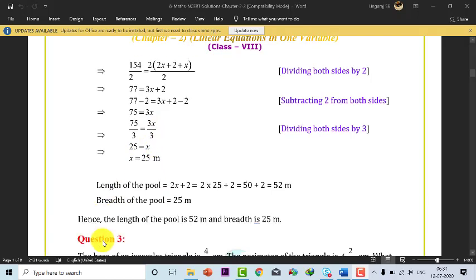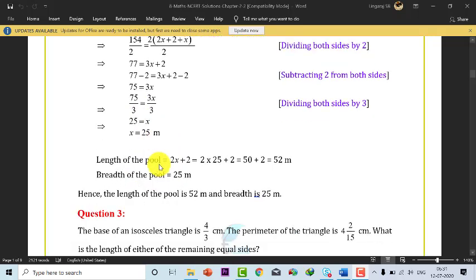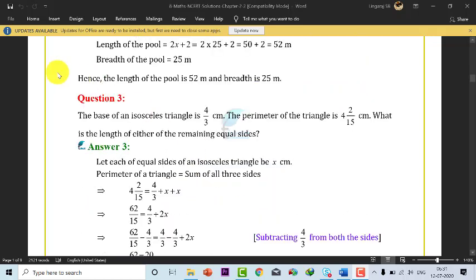Okay. So we have to find out the length also. The length of the pole is equal to 2x plus 2, according to the given. So 2 into the x value, which is 25, so 2 into 25 plus 2. 25 2s are 50 plus 2 is 52 meter. So the breadth of the pole is 25 meter, because we got x value as 25 meter. Hence the length of the pole is 52 meter and the breadth is 25 meter.